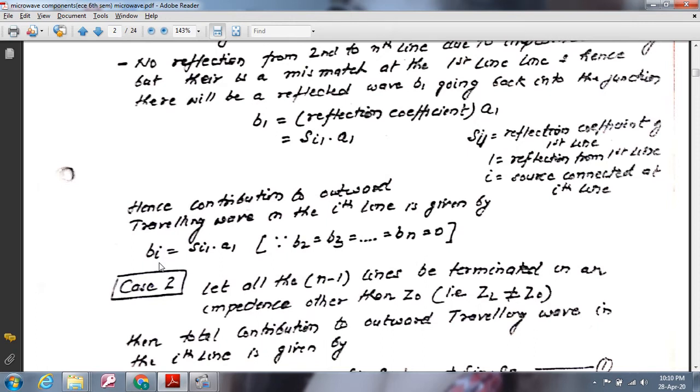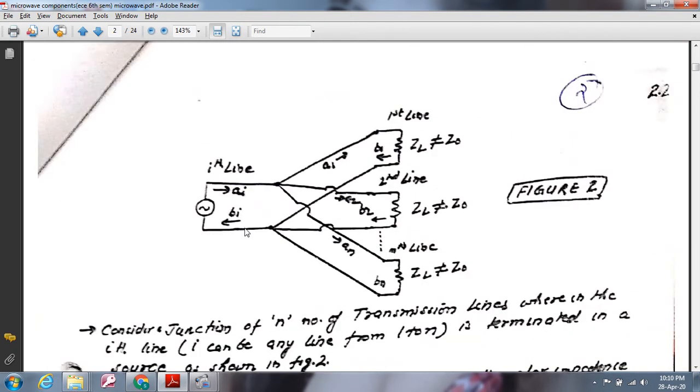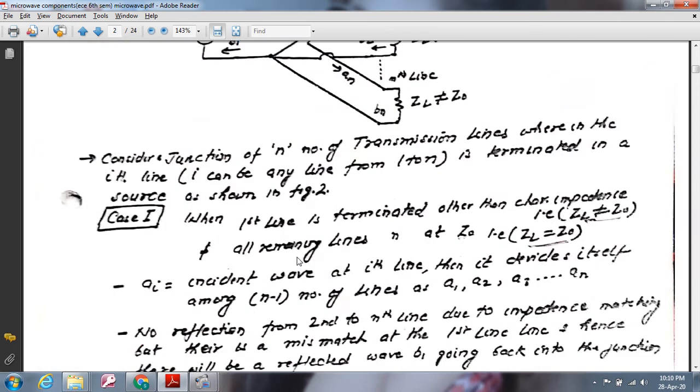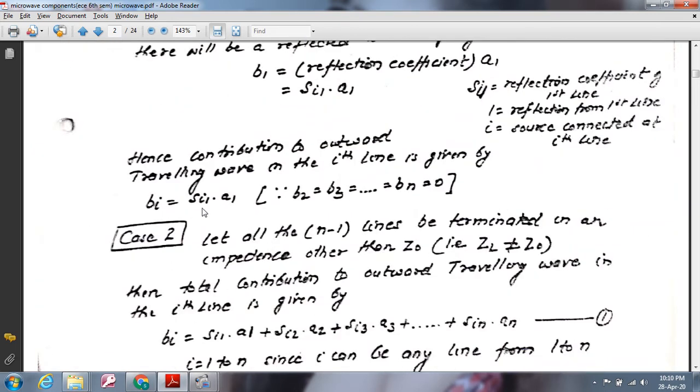So in this case we see what is Bi. Bi is the summation of all the reflected waves. So corresponding to Ai input, what is our Bi for the first case? Here Bi will be Si1 into A1, because B2, B3 up to Bn all are 0, because they are the outputs which are coming from a load which is terminated at a matched state, ZL equals Z0. So Bi will be Si1.